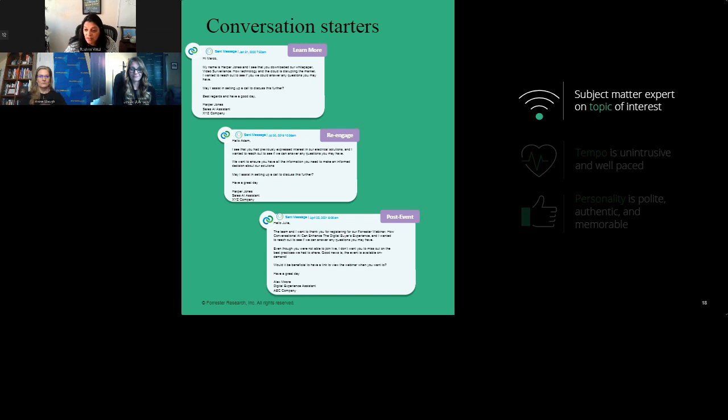I think the other thing we talked about, tempo, is unintrusive and well-paced. You can set up the cadences as you like. We obviously have best practices for what works really well, but you don't want to inundate the inbox, and at the same time, you don't want them to be so dispersed that it loses being top of mind. The other thing is that it's personal and polite.